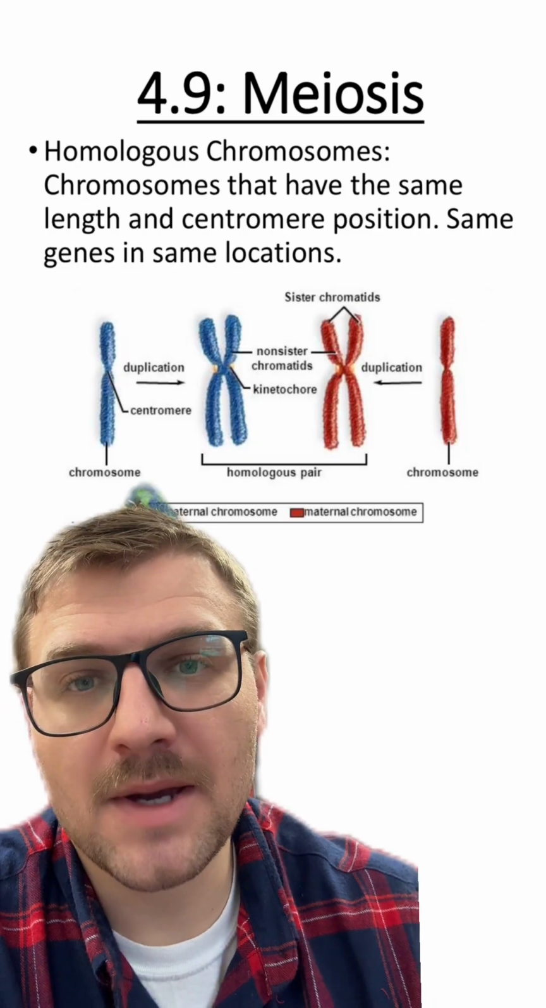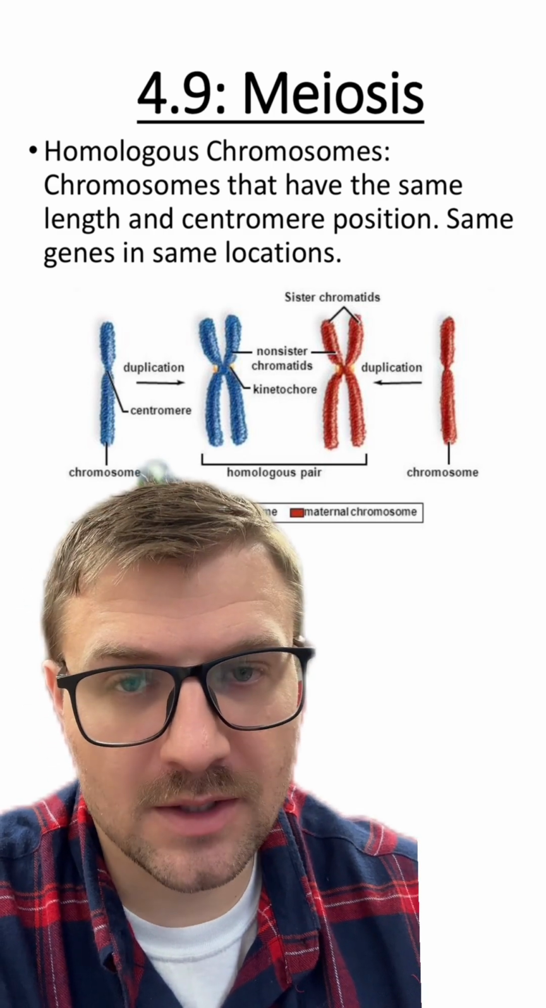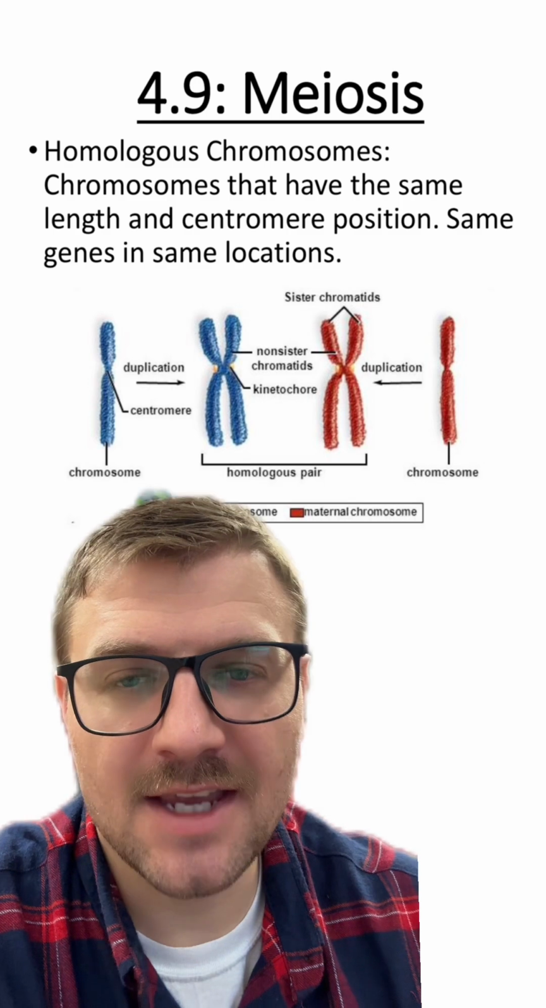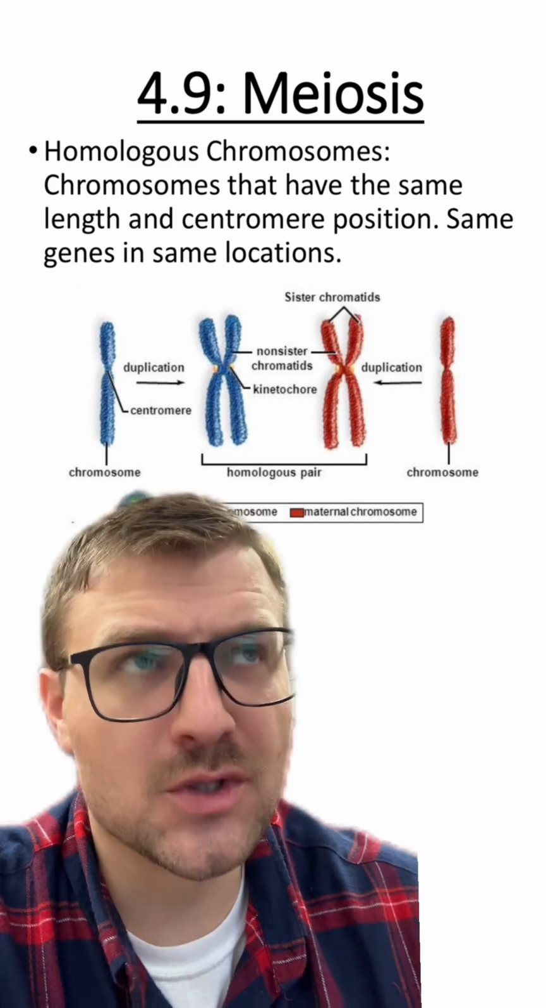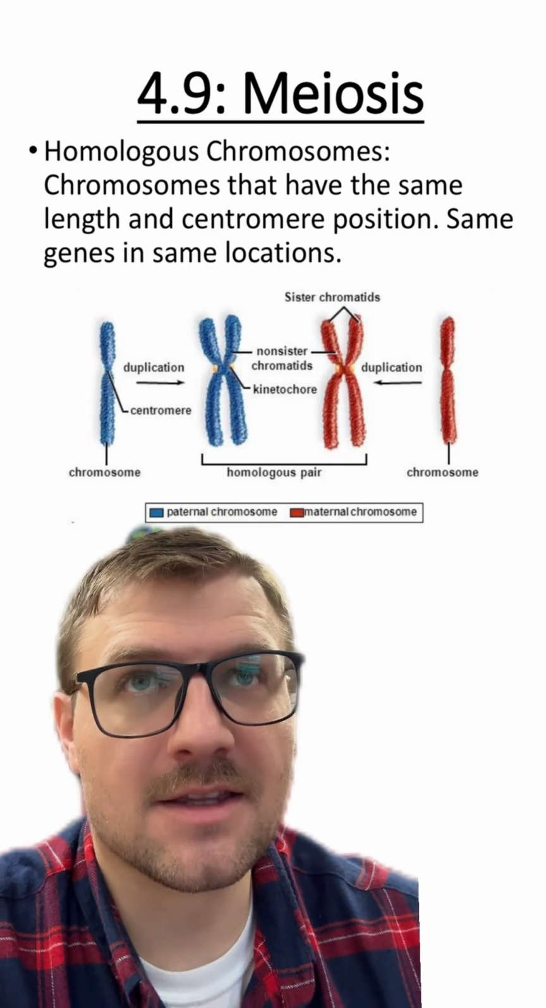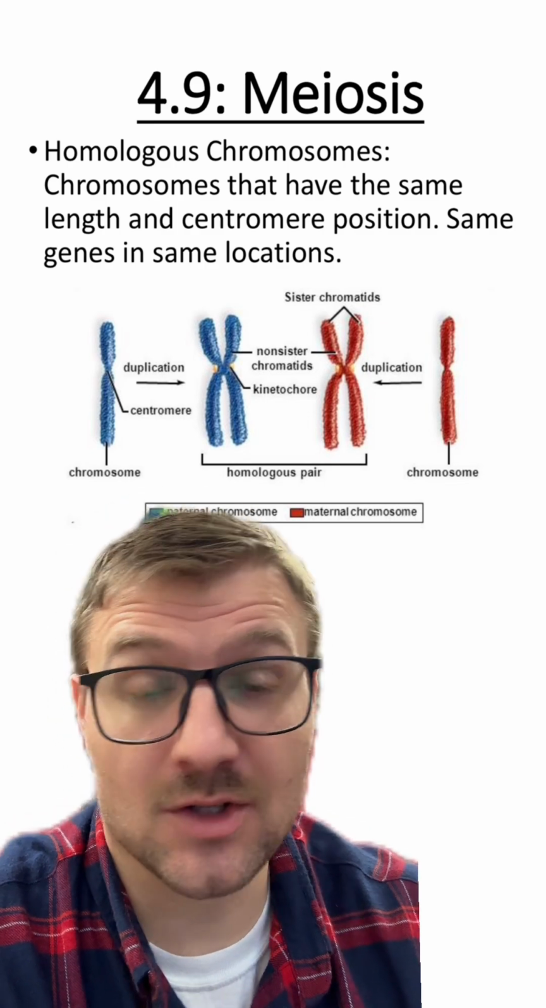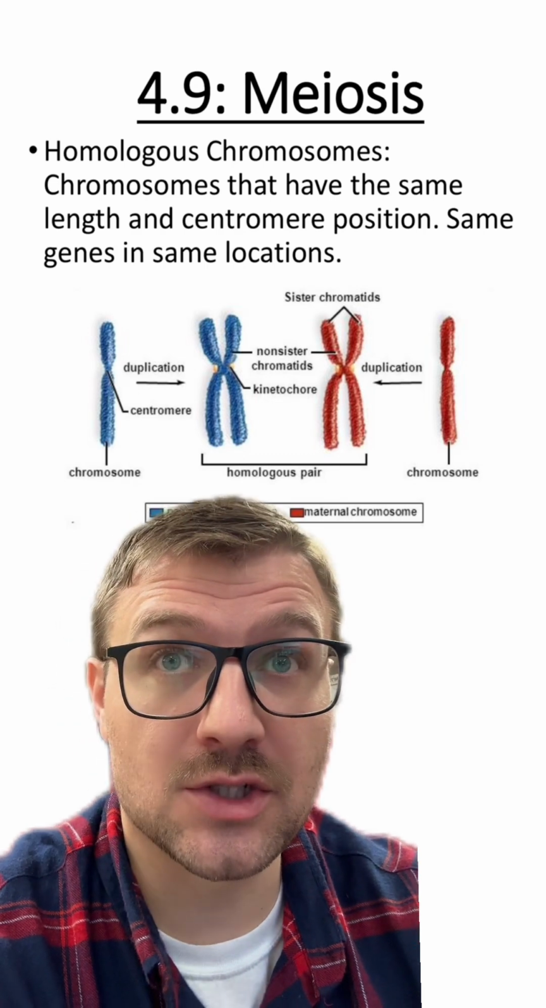We definitely need to know about the term homologous chromosomes going forward. Homologous chromosomes are chromosomes that have the same length and centromere position. They also have genes in the same location. I like to think of homologous pairs of chromosomes like a pair of shoes. A left shoe goes with the right shoe and they are a pair.